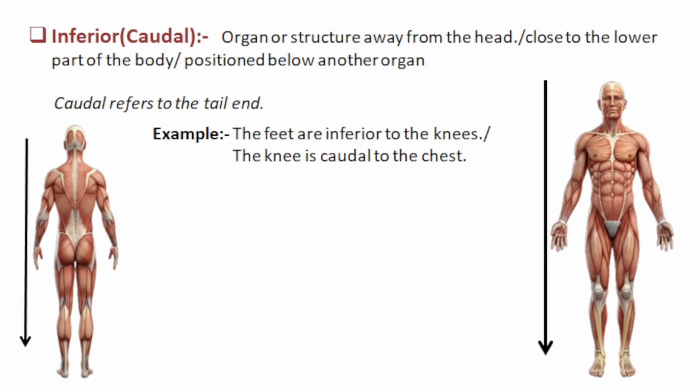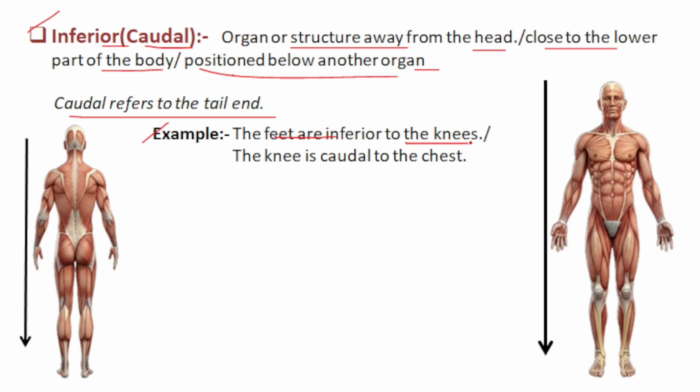Then the opposite of the superior is inferior. Inferior is also called caudal. Organs or the structure away from the head or closer to the lower body parts is called inferior or caudal, or the position below another organ is called the inferior. So same, there are three definitions, where the caudal means tail end. For example, the feet are inferior to the knees, or the knee is caudal to the chest.